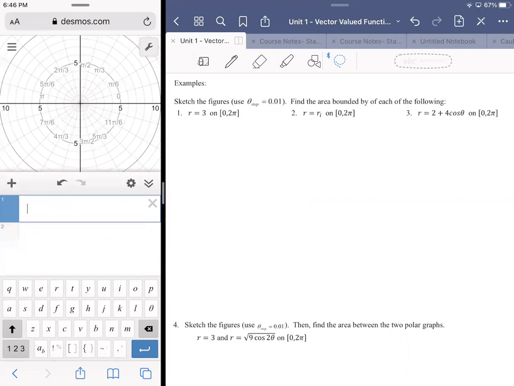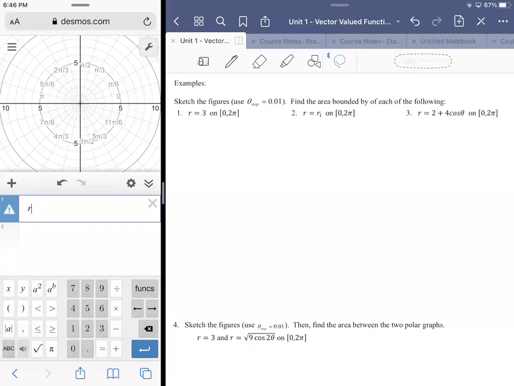Now, the theta step on the top, that's more for people who are TI calculator folks. But if I haven't sold you on the Desmos calculator as opposed to the TI-84, I don't know that I ever will, especially after this lesson. Because I could just type in r equals 3, and it gives me the graph, and I'm done. No additional steps are required.